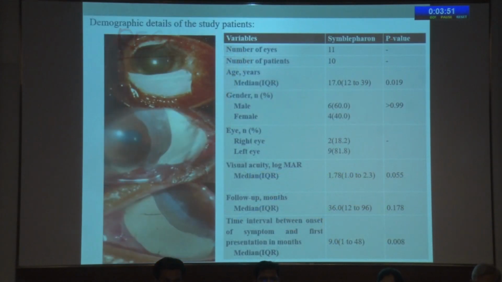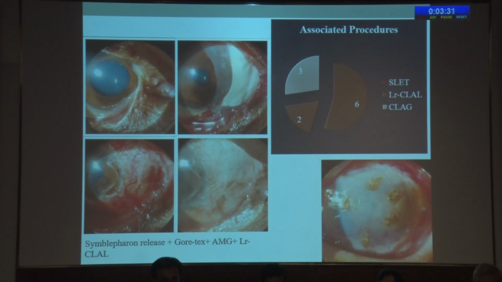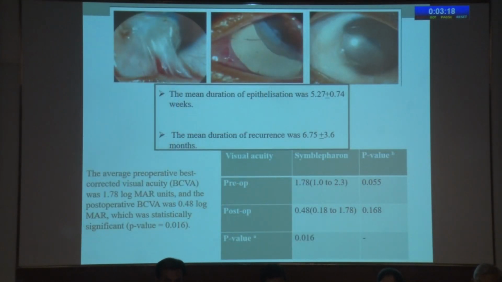11 eyes of 10 patients were included with a median age of 17 years and median follow-up of 36 months, and the median time interval between the onset of the symptom and the first presentation was 9 months. We included 6 eyes with severe symblepharon and 5 eyes with moderate symblepharon with corresponding areas of limbal stem cell deficiency. Along with the symblepharon release, Gore-Tex and amniotic membrane graft, 2 patients underwent living related conjunctival allograft, 3 patients conjunctival autograft, and 6 patients SLET. The mean duration of epithelialization was 5.27 weeks and mean duration of recurrence was 6.75.